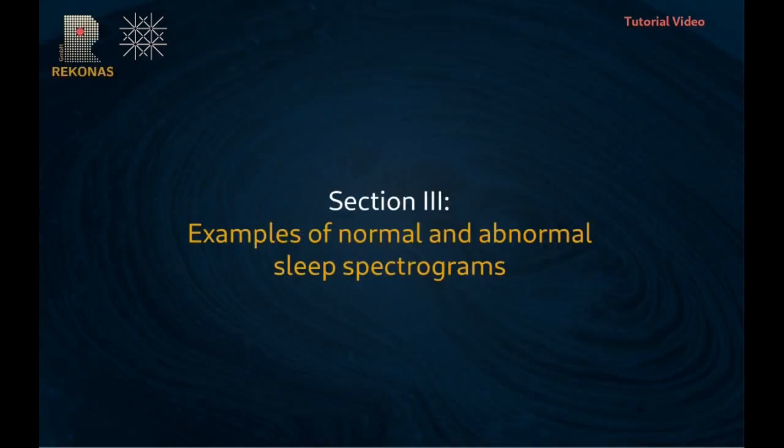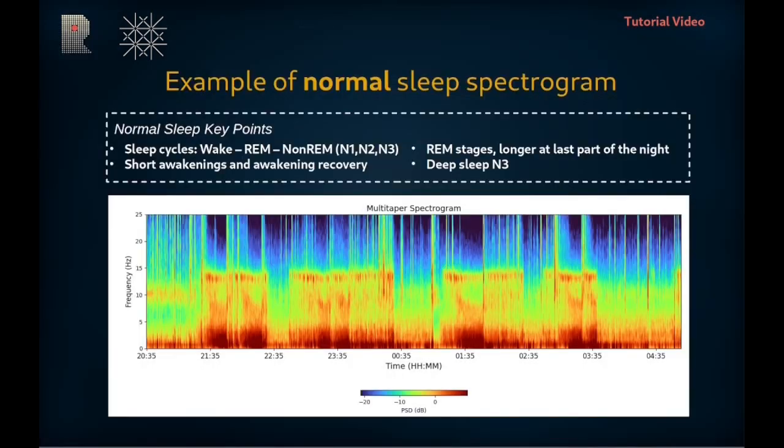Section 3. Examples of normal and abnormal sleep spectrograms. As a preliminary exercise for the experiment, we are going to observe only the spectrograms and the respective key points for normal sleep that we have just discussed. Here's an instance of a normal sleep spectrogram.